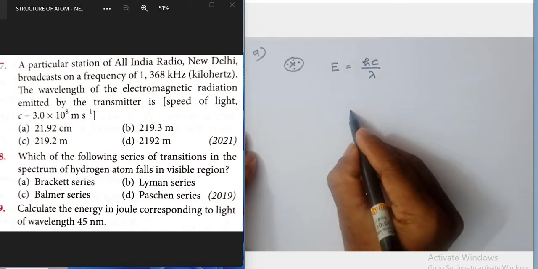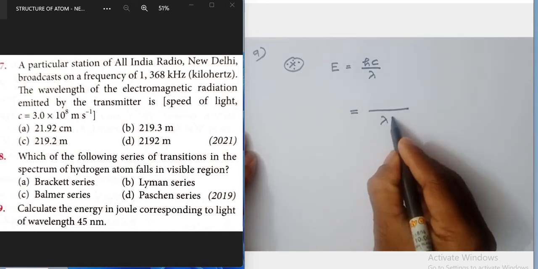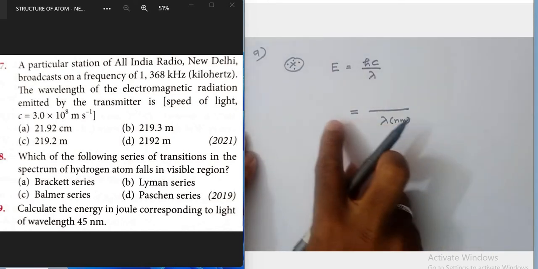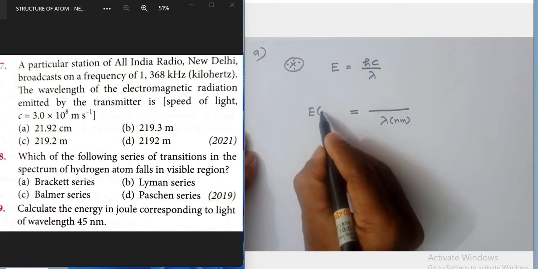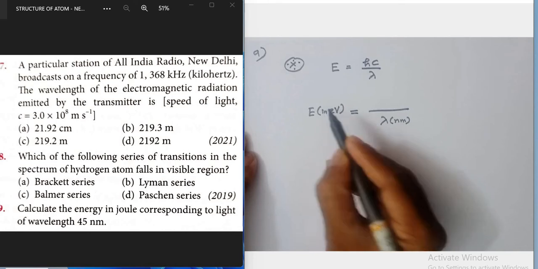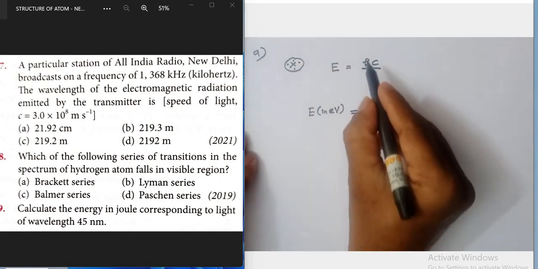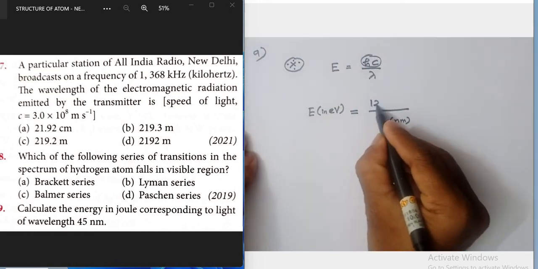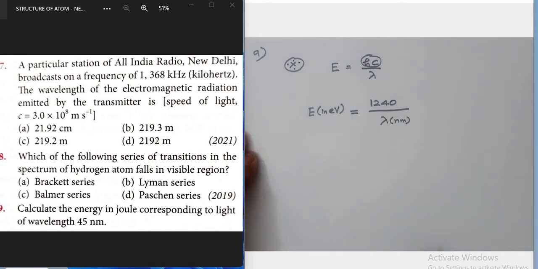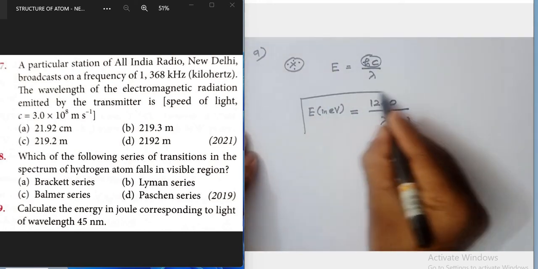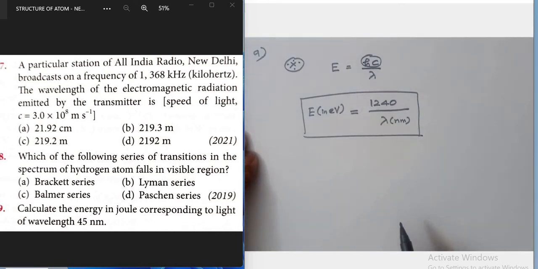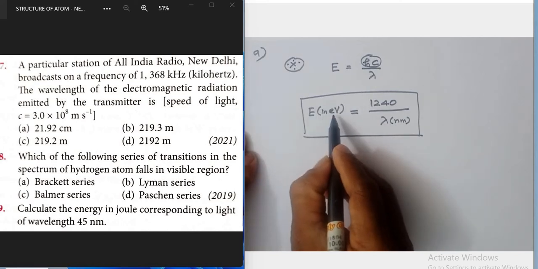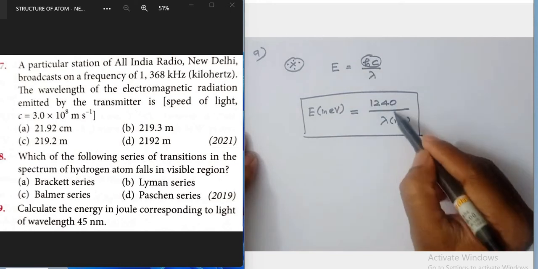Suppose wavelength is given in nanometers, students observe carefully. If wavelength is given in nanometer, and if you want energy in electron volt, observe carefully. What you have to do, you must put the hc value in electron volt nanometer, and the value is 1240. This is a very useful relation. Try to remember this. If wavelength is given in nanometer, and you want energy in electron volt, then use this formula: 1240 by lambda.